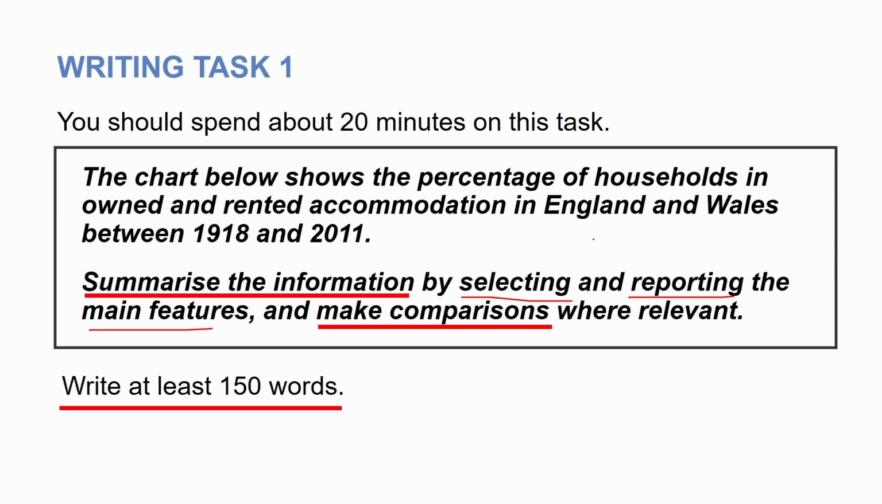All right, so we learned that it's about households, the percentage, not the number of households in owned and rented accommodation, which means places where people live. So it's not just house or apartment, it could be accommodation in different forms. And we have 2 countries here, England and Wales, between 1918 and 2011. So both of them are about the past, so we need to use past forms for it.